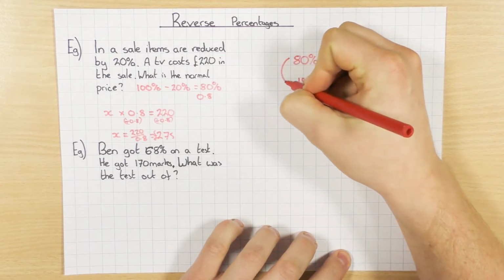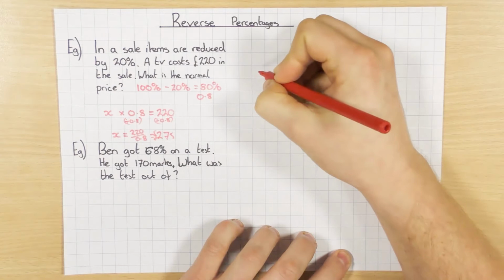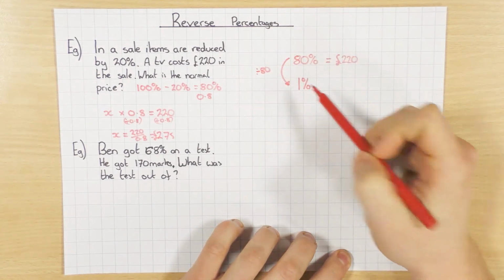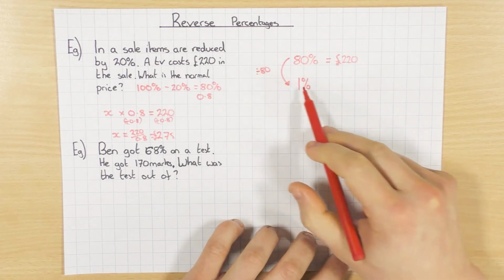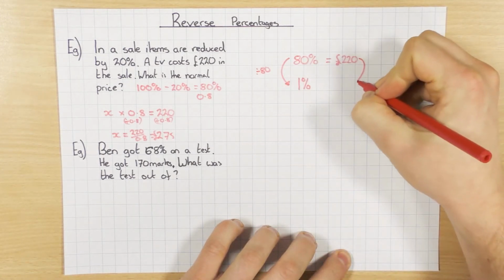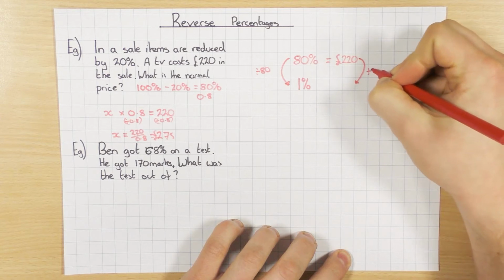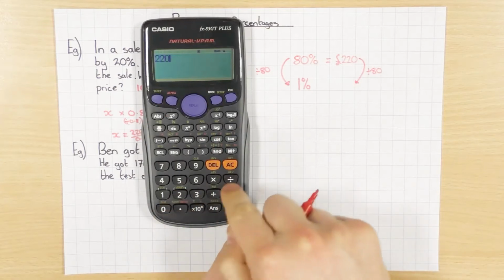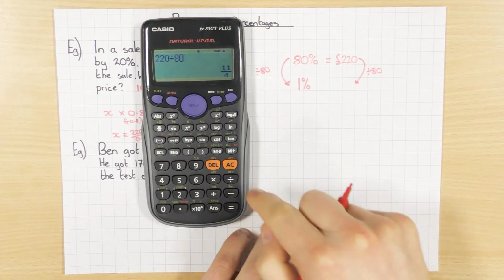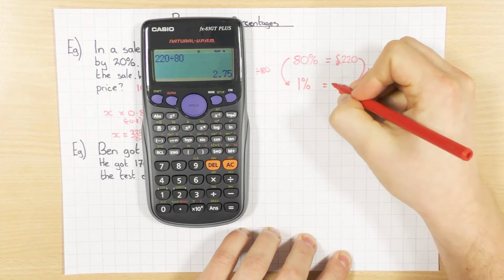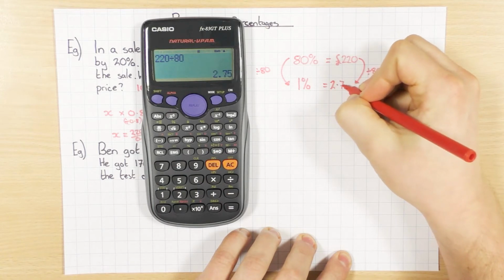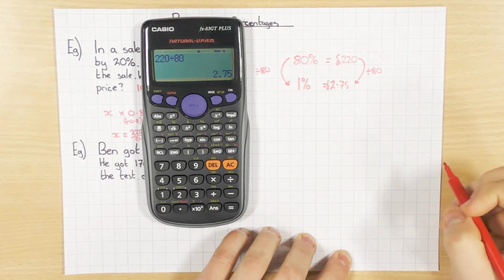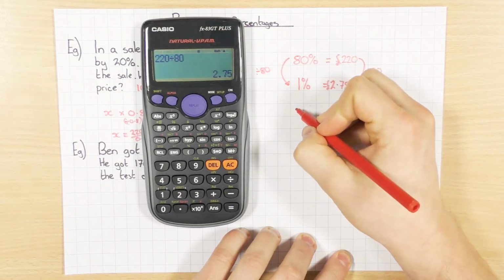So how do I go from 80 to 1%? Well, anything divided by itself gives you 1. So 80 divided by 80 will give me 1. I'm going to do the same thing over this side to keep it balanced, or to keep it equal. So 220 divided by 80, and I'm going to have 2.75, which should keep my pound sign there. So 1% is £2.75.